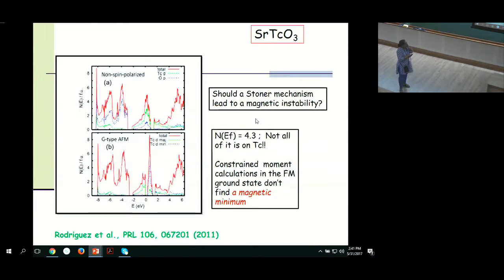Examining the strontium technetium oxide, looking at the density of states, there are certain puzzling aspects which emerge. First thing is that if you were to associate a Stoner instability, the density of states at the Fermi level is 4.3, but it's not all on the technetium atom, which would imply a much higher J would be needed. You have to take the component of the density of states on the technetium atom to associate a local moment formation with this.